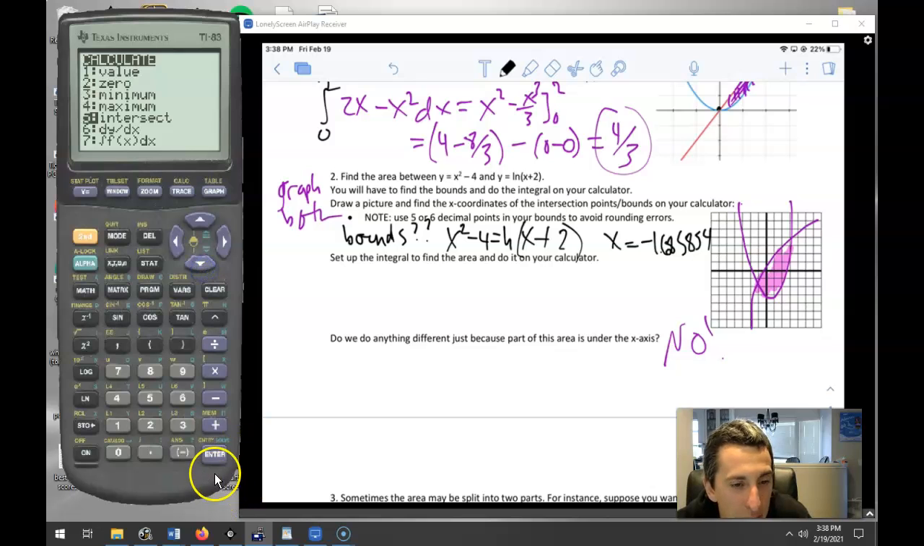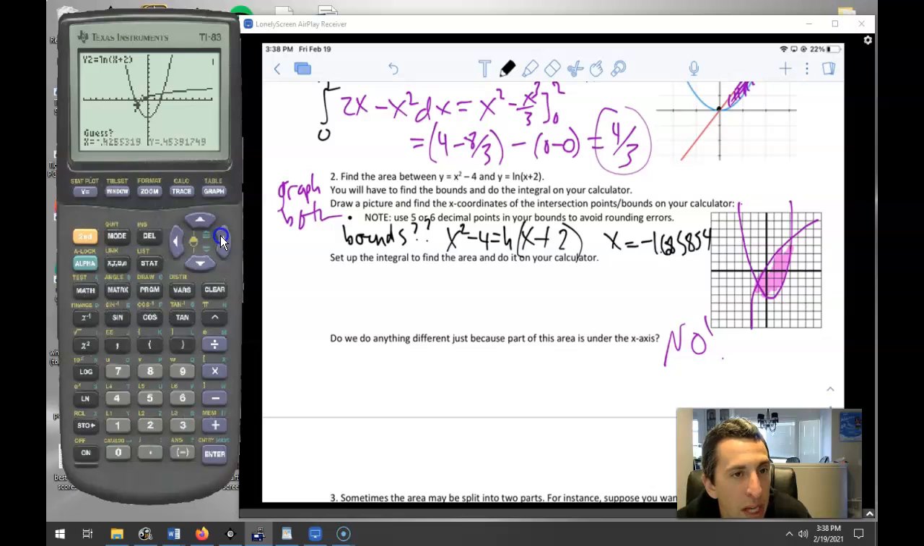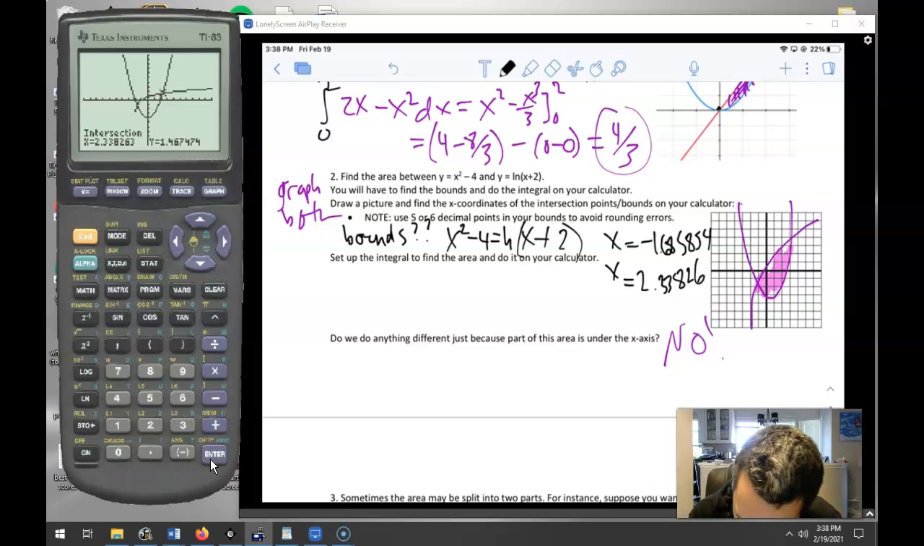We know this is AP Calculus, so we want our answers to have 3 decimals so we can get full credit on the AP test. But just so we don't have a rounding error in our answers and they're off by a little bit, we want our bounds to have more than that, probably 5 or 6. So the other bound, we get 2.33826.